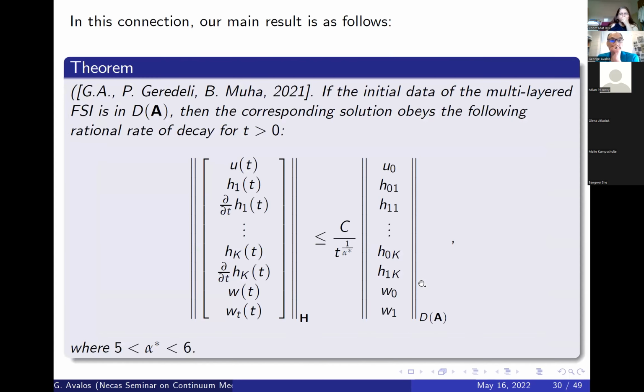Our result in this connection, I'll give you the numerology at the end, but for multi-layered systems, one has this not very pleasant decay. It decays, but not terribly fast.